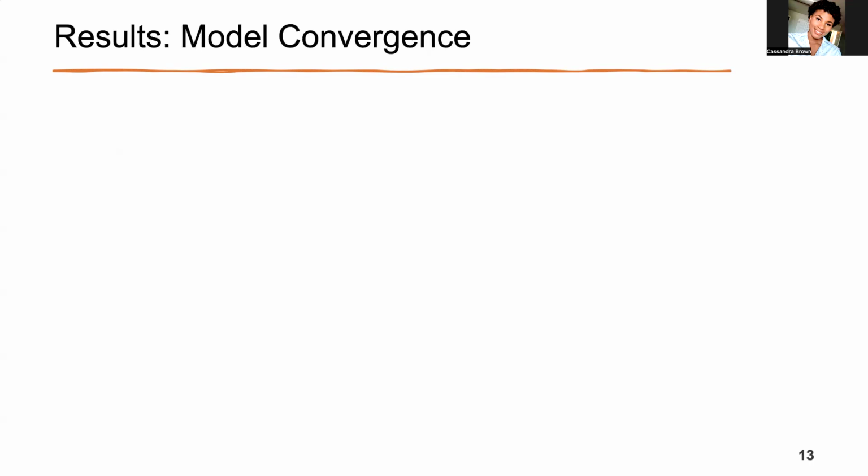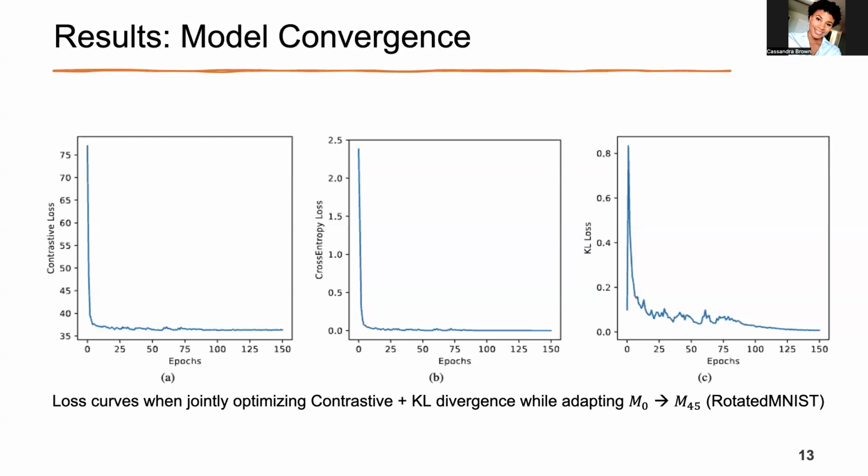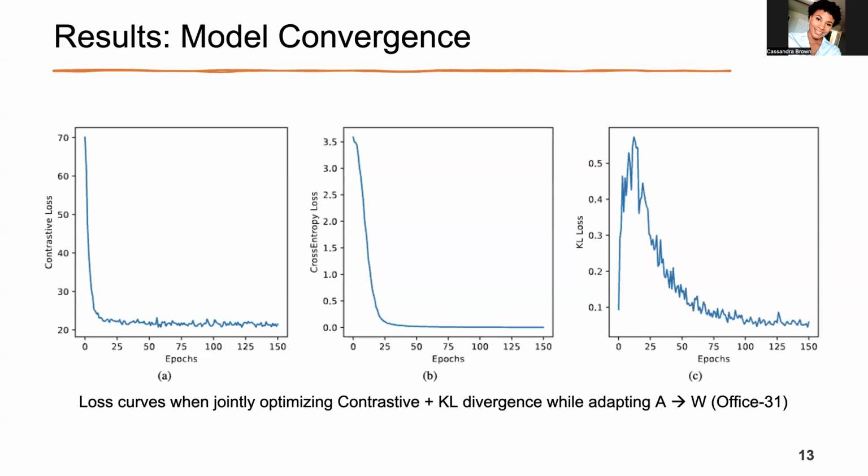And for model convergence, we can see here that the contrastive loss and cross-entropy loss converge as early as 25 epochs. However, KL divergence takes almost 100 epochs to converge, both for the rotated MNIST dataset and the Office dataset. And this is mainly because in the beginning, the target and source domain data distributions are different. And when the cross entropy loss and contrastive loss go down, and we have better learning of the model, the KL divergence loss also converges.